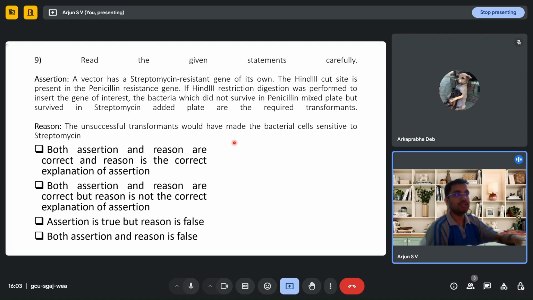So, question number 9: read the given statements carefully. Assertion is that a vector has a streptomycin resistant gene of its own. The Hin3 cut site is present in the penicillin resistant gene. If Hin3 restriction digestion was performed to insert the gene of interest, the bacteria which did not survive in penicillin mixed plate but survived in streptomycin added plate are the required transformants. Reason is the unsuccessful transformants would have made the bacterial cells sensitive to streptomycin.